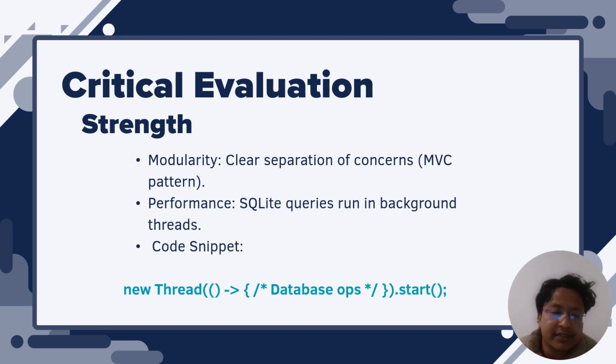Critical evaluation: strengths. Modularity: clear separation of concerns with the MVC pattern. Performance: SQLite queries run in background threads. Personal Expense Tracker's strengths are modular design and real-time updates, and the MVC pattern separates concerns, making debugging easier.